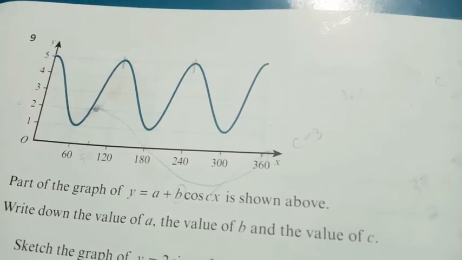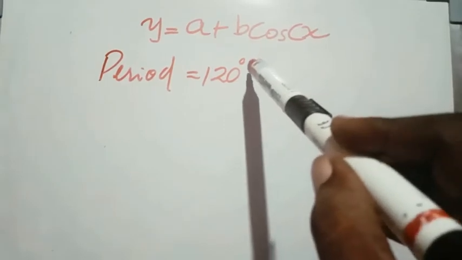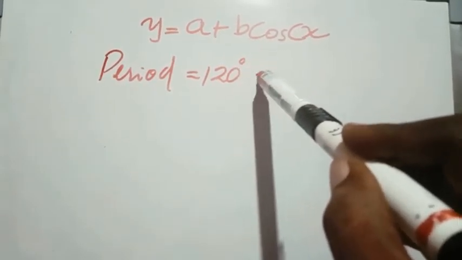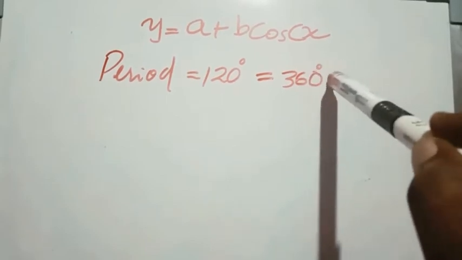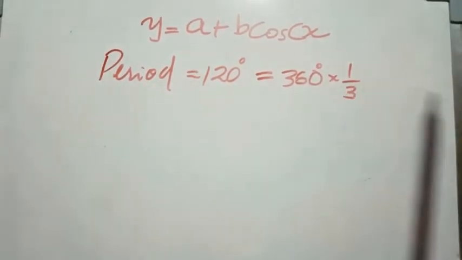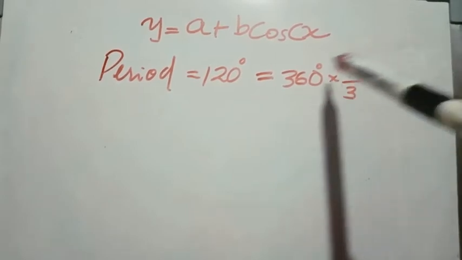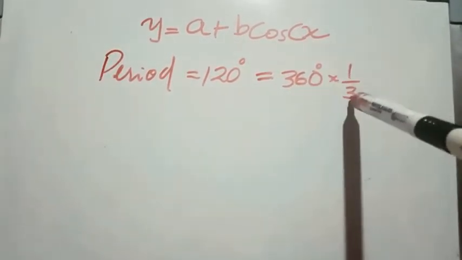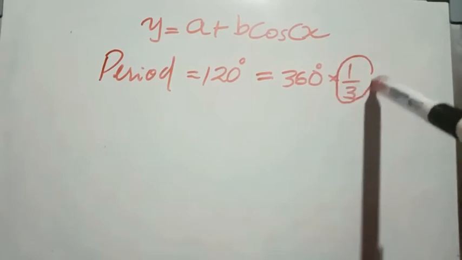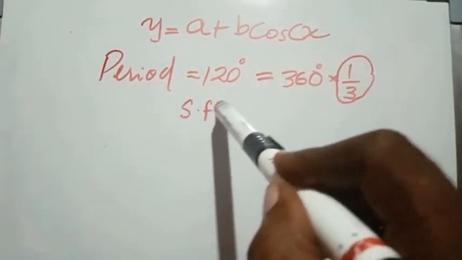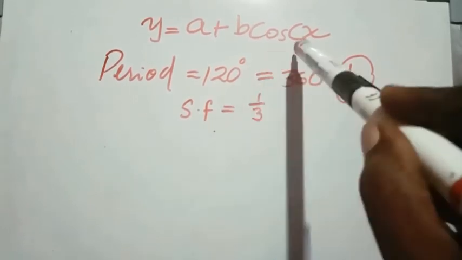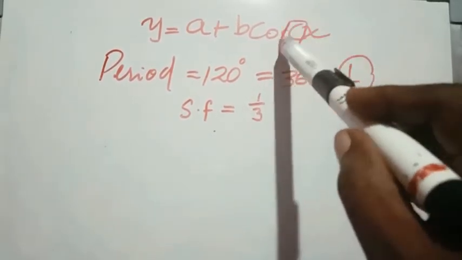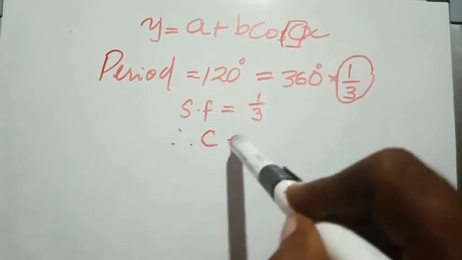So what's the period of this graph? It is just 120 degrees. The period of the graph is 120 degrees, which is formed by the actual period multiplied by 1 by 3. The actual period is 360, multiplied by 1 by 3. That means the stretch factor is 1 by 3. Stretch factor is 1 by 3 means the value of C is 3.